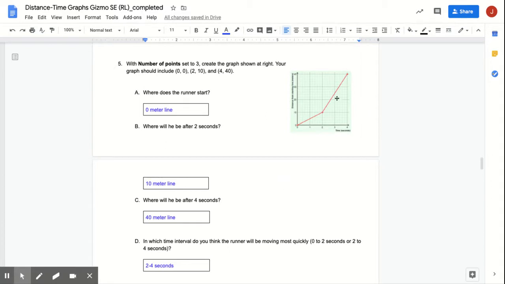At which time interval do you think the runner will be moving most quickly? The correct answer is 2 to 4 seconds, because if you're looking at these two chunks, so from 0 to 2, and then 2 to 4, this 2 to 4 portion of the graph, there is a steeper line.